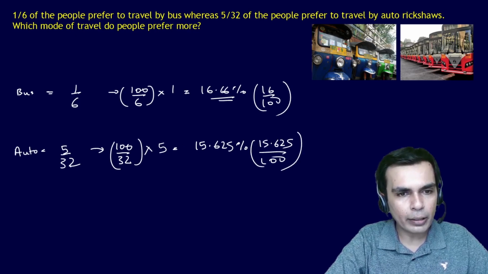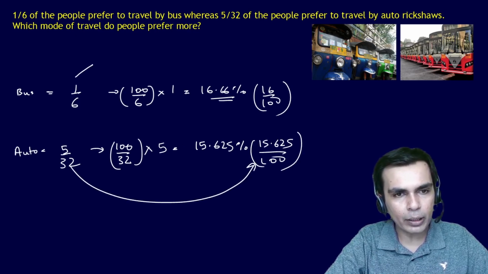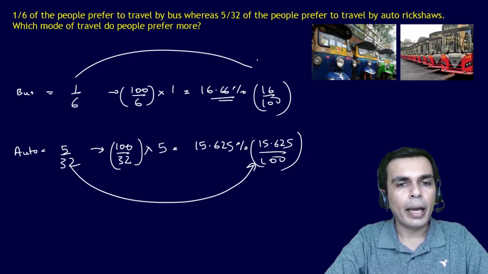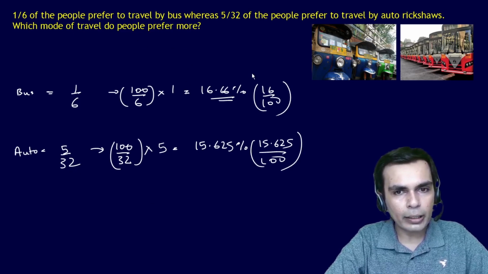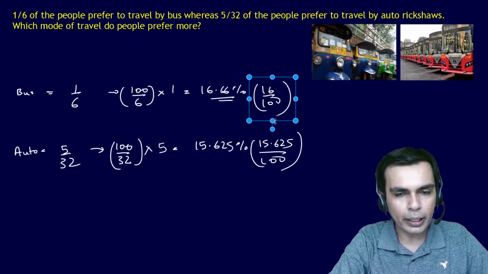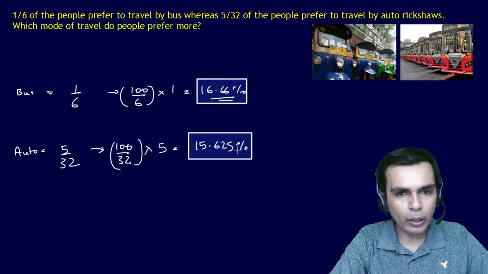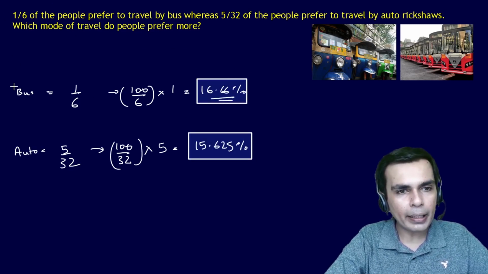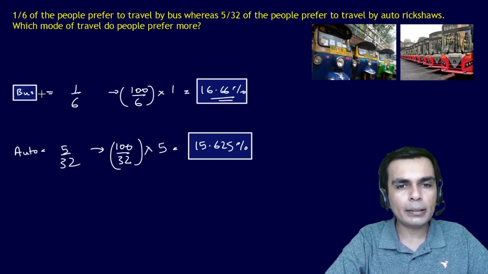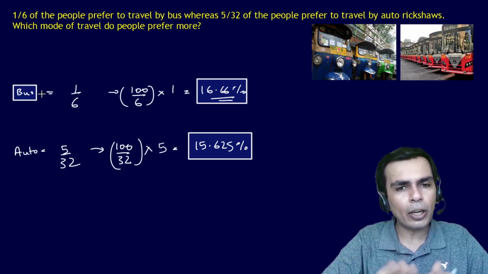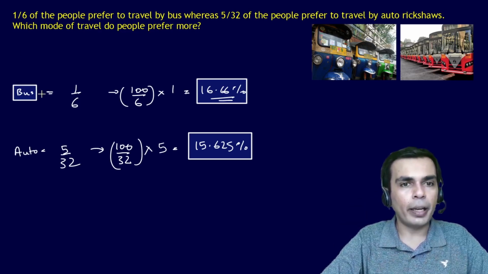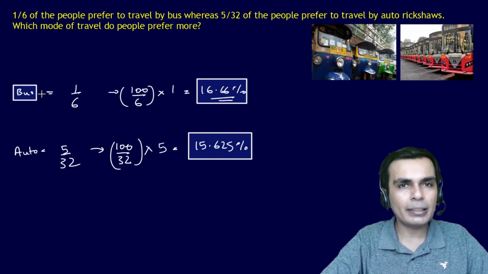Therefore, I would say this and this is the same, this and this is the same. And the way we write it as a percent is 16.66%, and this is 15.625%. So now I can easily compare. I can say people prefer to travel by bus, maybe because it's more comfortable. And I would say out of 100, 16.66 people travel by bus, and out of 100, 15.625. Therefore, I can conclude that bus is more preferred.